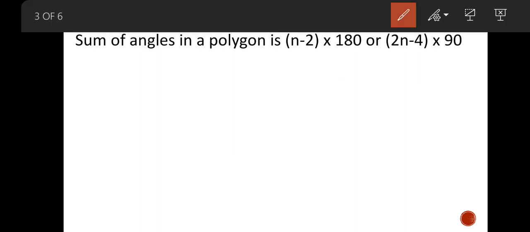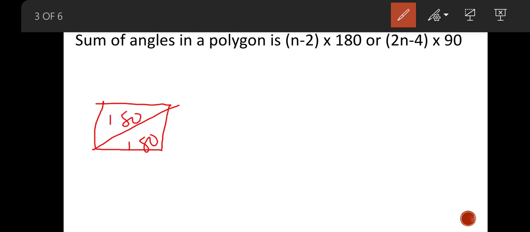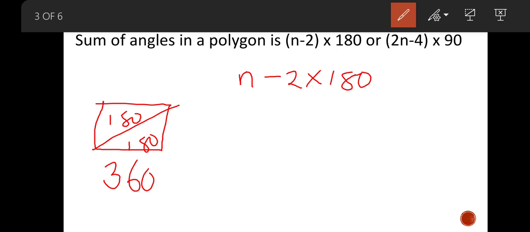In our previous class, we learned that the sum of angles in a quadrilateral is 360 degrees, being 180 plus 180. We can also use this formula to prove it, n minus 2 times 180, which is another formula we can use for angles in a polygon. Since a quadrilateral is a polygon, we can use that.